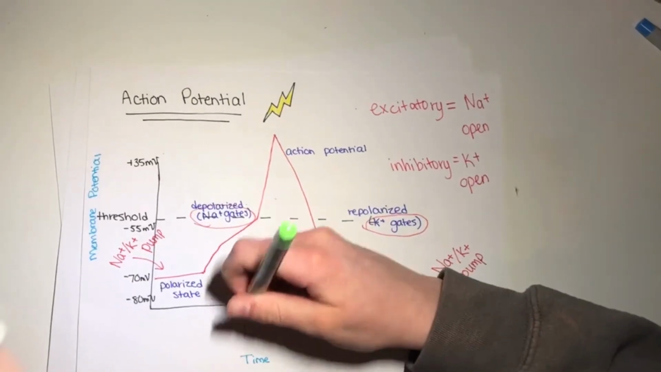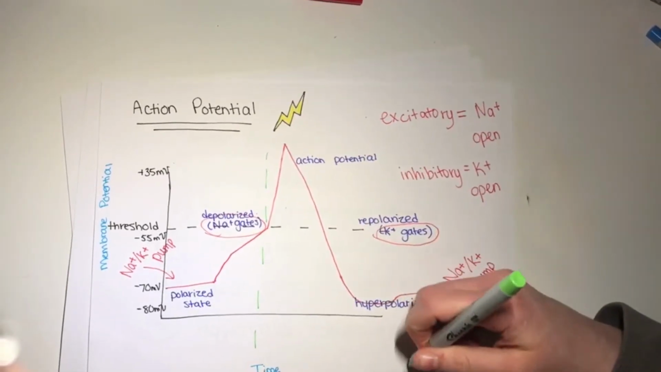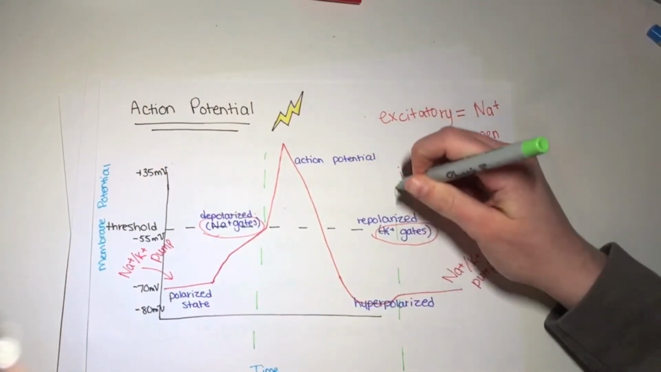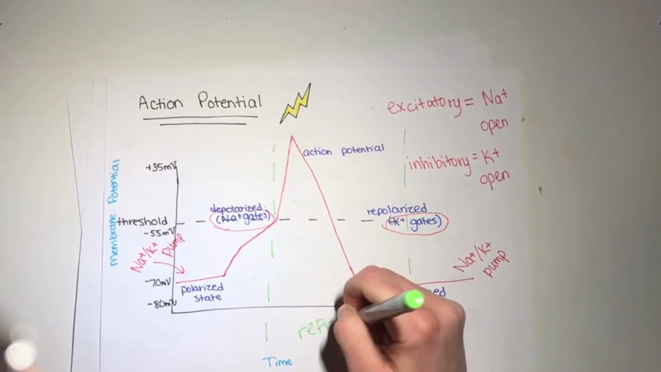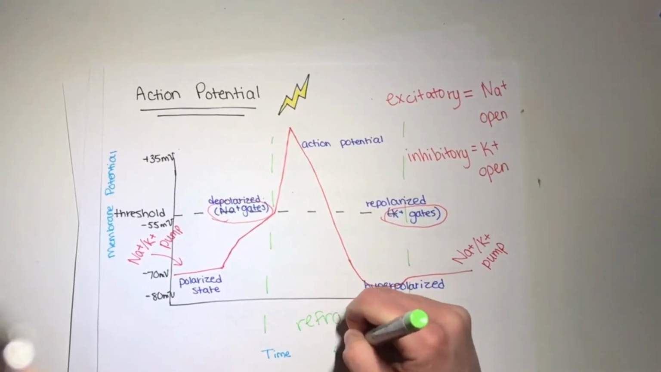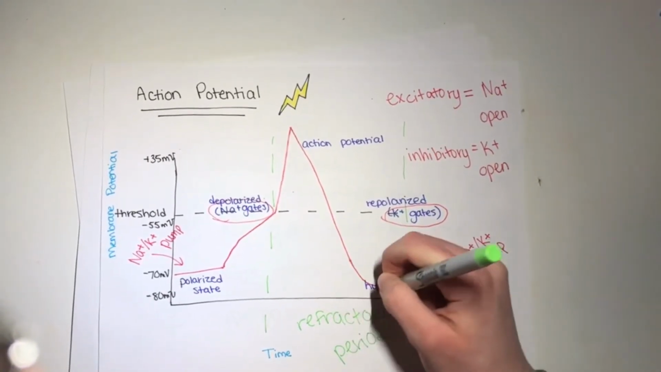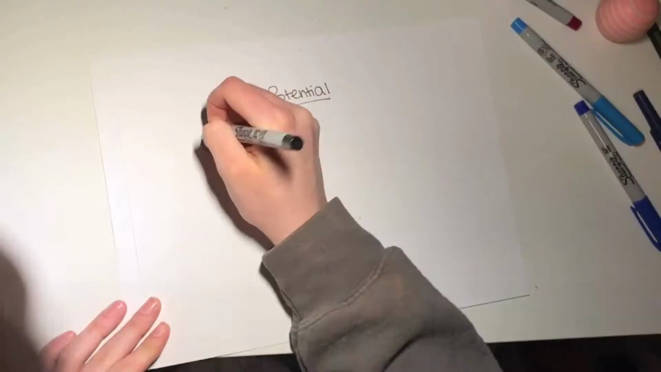So this is from the time that the charge reaches the threshold value to after hyperpolarization has occurred and the charge is back to the polarized state. During this time, the neuron cannot respond to another stimulus, so only one nerve impulse can happen at a time. So it's the amount of time it takes for a neuron to be repolarized back to its normal charge.